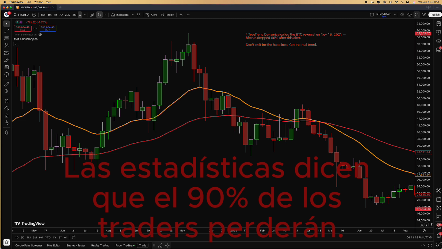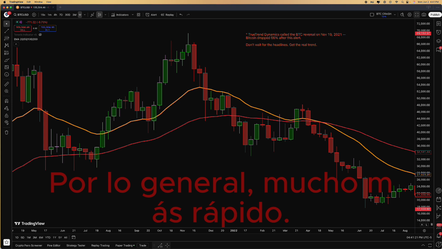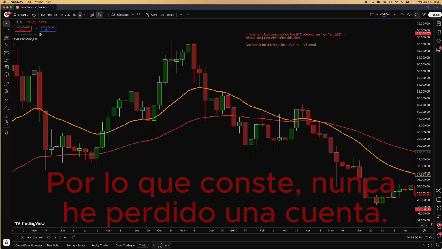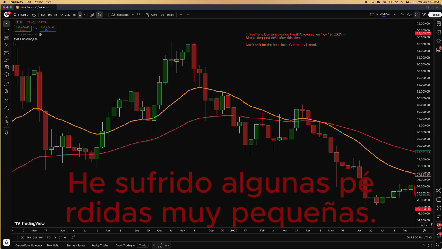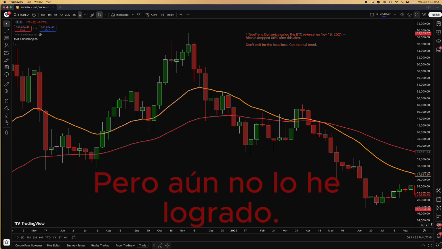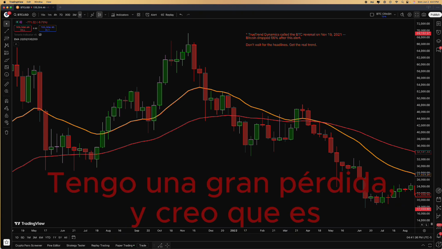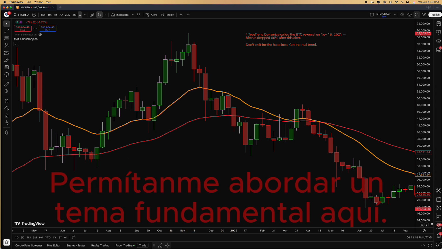Stats will tell you that 90% of traders will lose their entire account within a year, usually much quicker. For the record, I've never lost an account. I've had some very small losses, but I've never yet, knock on wood, had a major loss. And I think that's largely because I use good risk management. Let me get into a very fundamental key issue here.